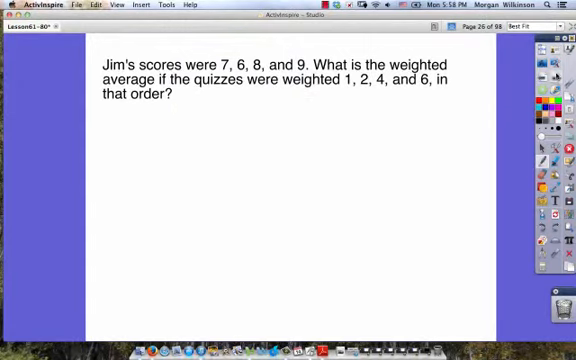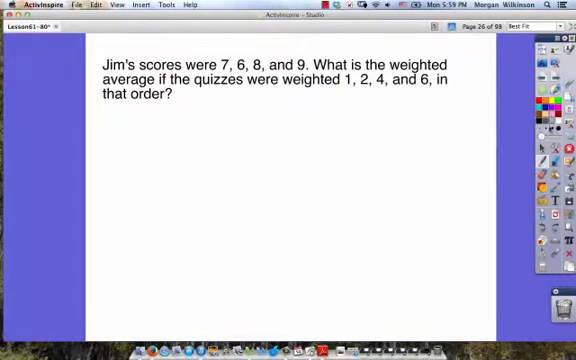Our next question says, Jim's scores were 7, 6, 8, and 9. What is the weighted average if the quizzes were weighted 1, 2, 4, and 6, in that order? Now it's important to be able to figure out weighted averages. Weighted averages are still just the sum of the numbers divided by the total number of numbers, but we calculate it differently. This is like in math class where 25% of your final grade is for your class assignments, but 75% of your final grade is for your tests. So tests are 3 times more important than our class assignments because 75% is 3 times more than 25%.